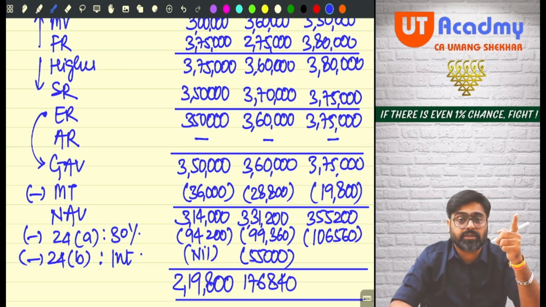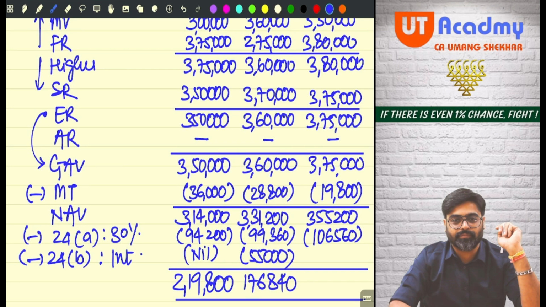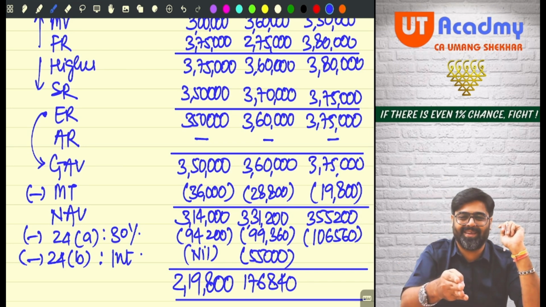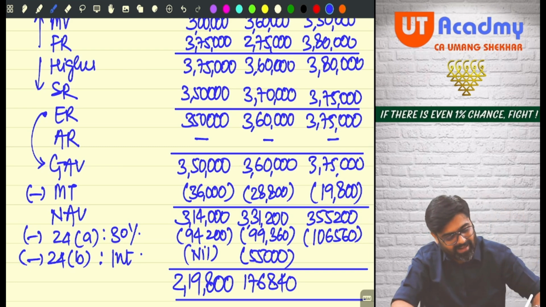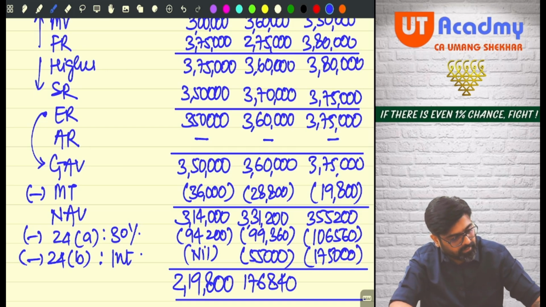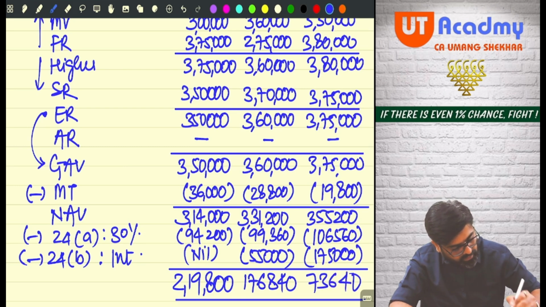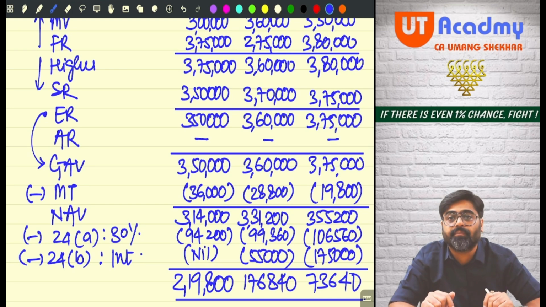And there is one loan which was taken for house property 3, and that was a purchase loan. And on that, interest is 1,75,000. Allowed subject to maximum 2 lakh or 30,000. This is DLOP, so full interest without any limit will be allowed, 1,75,000. Now if you calculate, you will get 73,640. This is the first calculation which you have done.